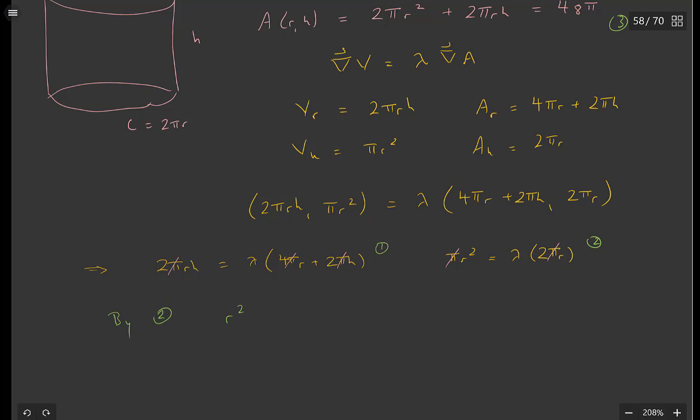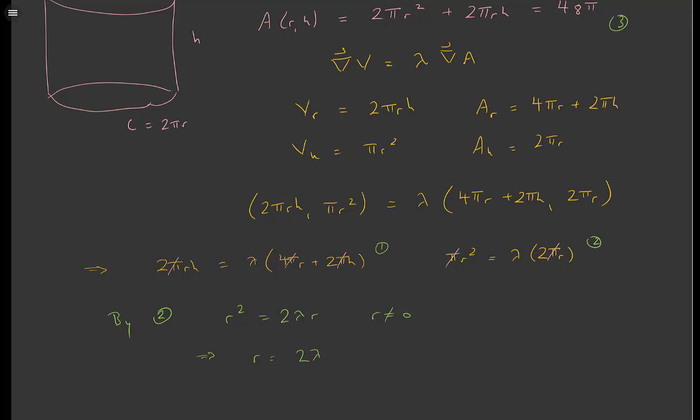Having canceled out the pi's, we get r squared is equal to 2 lambda r. One solution to this equation is that r is equal to 0. But if we set r equal to 0, we're going to get a cylinder with 0 radius, which has 0 volume, and so certainly this is not the optimal radius for maximum volume. So we can safely say that r is not going to be equal to 0, and divide both sides by r to get r is equal to 2 lambda.